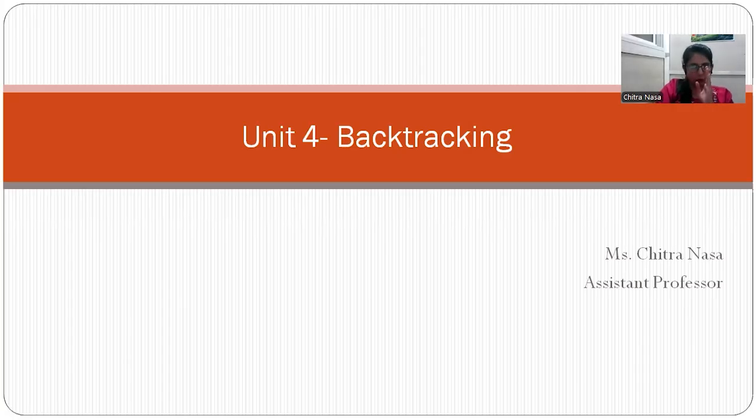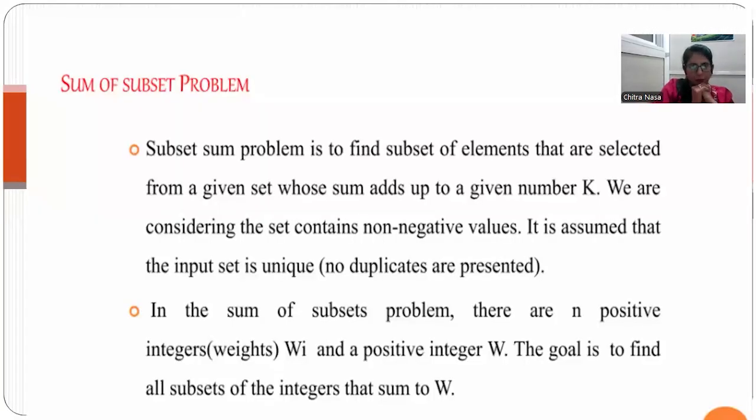Backtracking is an approach in which we proceed with one solution. If we get stuck, or if we find that there is no further solution and we reach a dead end, we will backtrack to the previous state until we find another path. Then we will move to that other path and try to solve the problem. Right? For example, the first problem is the sum of subset problem.